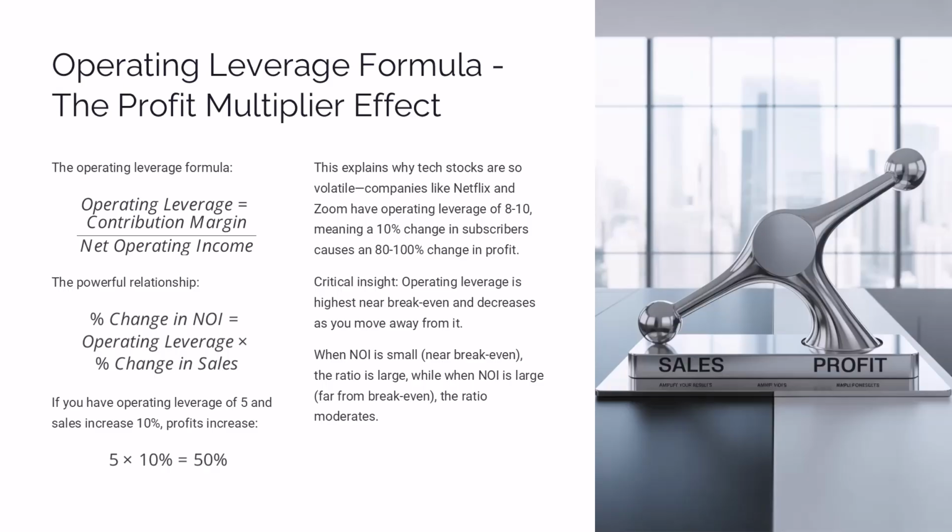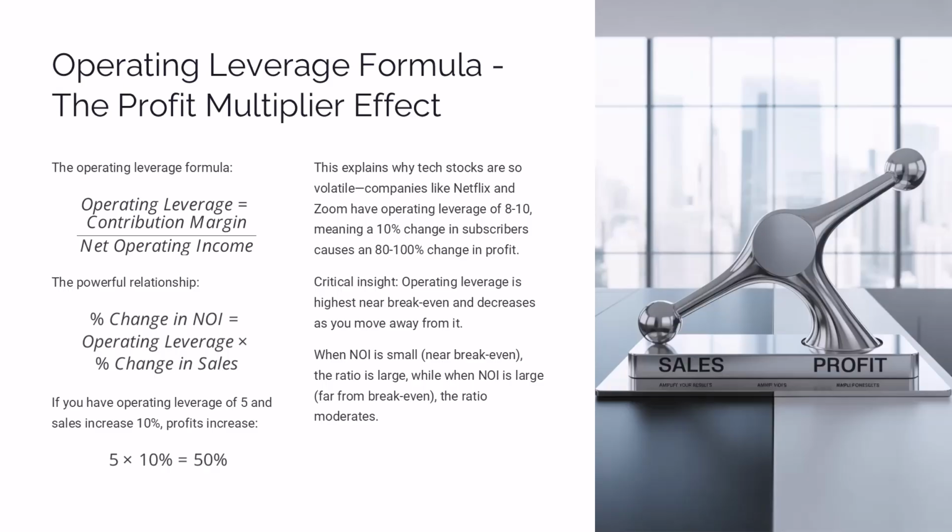The advanced application that private equity firms use is leveraging operating leverage with financial leverage, borrowing money to buy high operating leverage businesses, because the multiplication effect can turn small operational improvements into massive investment returns, which is how they generate 30% annual returns that seem impossible.